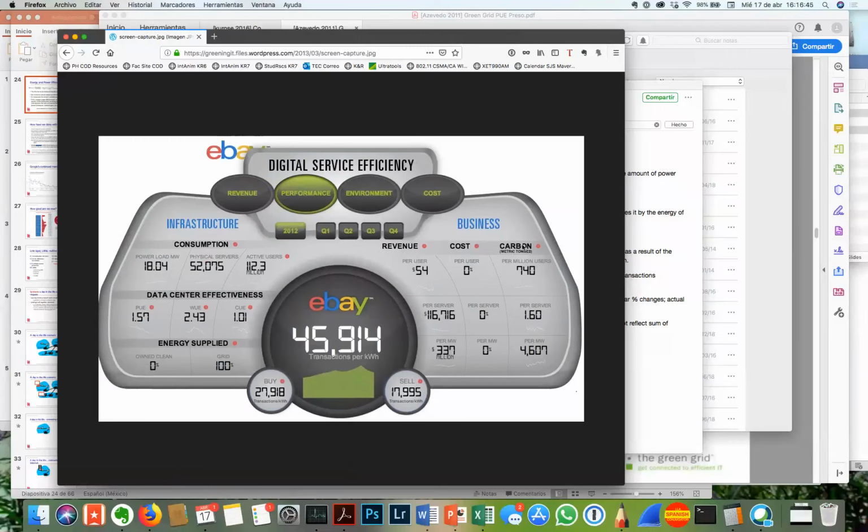How much carbon are we emitting per user, or overall, how much are we able to offset? What is our per megawatt revenue number? Well, $337 million of revenue per megawatt of energy that's pulled in an hour, for example. So interesting, totally different way of looking at this stuff. Very groundbreaking, very influential in the industry.